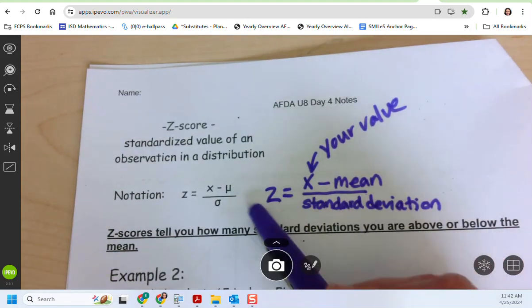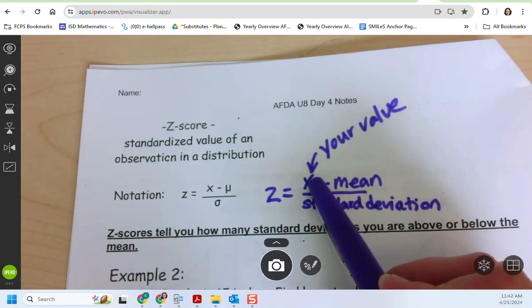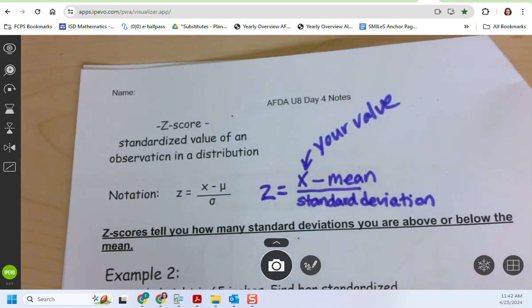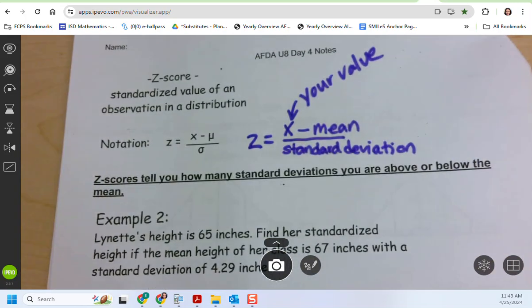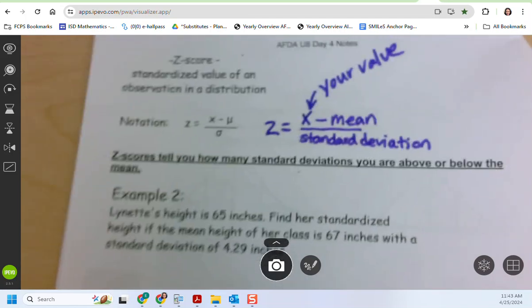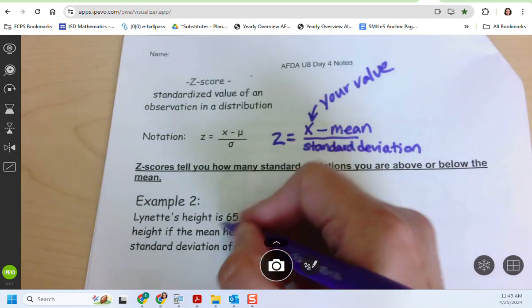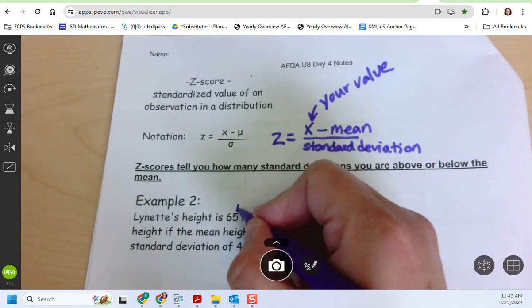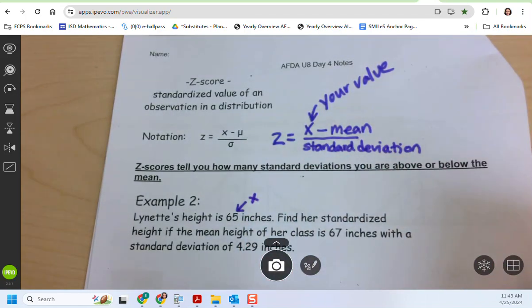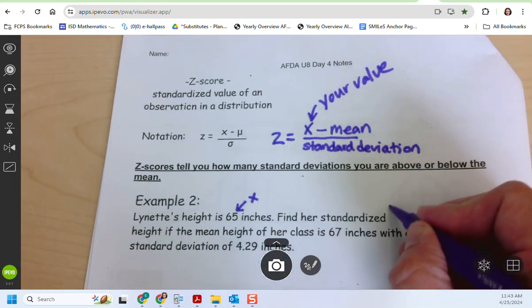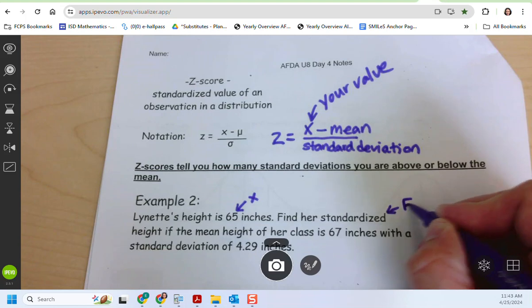The z-score formula is your value, which is x, minus the mean divided by the standard deviation. So let's apply this to Lynette to find out how Lynette's height compares to the mean. Lynette's height is 65 inches, so that is going to be our x. Find her standardized height. Standardized height is her z, so find z.